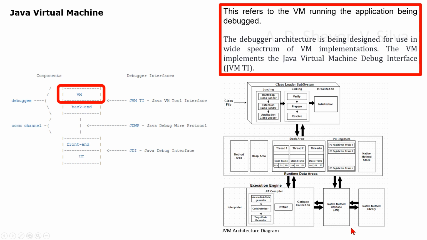Java Native Interface, JNI. JNI interacts with the native method libraries and provides the native libraries required for the execution engine. Native method libraries: this is a collection of the native libraries which are required for the execution engine.